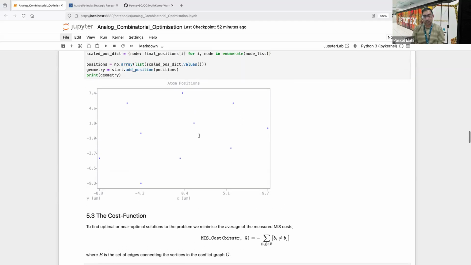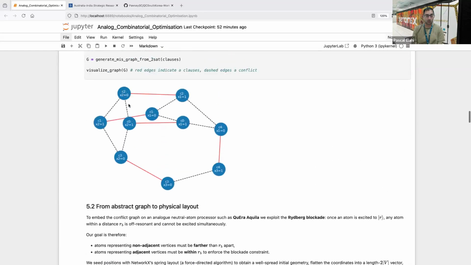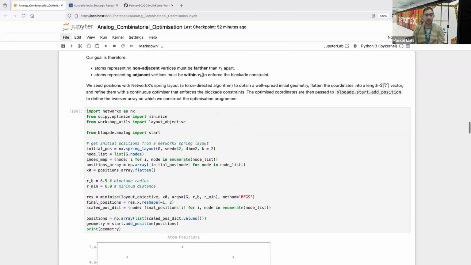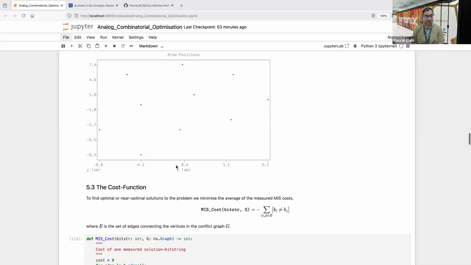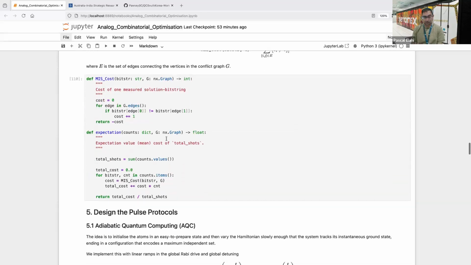So we've got an atom arrangement that ensures that atoms that are meant to be representative of a specific vertex, where we don't want them to be excited at the same time, right? Specifically, atoms that are adjacent must be within the blockade radius. So we've got 2 atoms that are adjacent and they're within the blockade radius. There's another 2 atoms that are not adjacent and further apart, not in the blockade radius, so they're kind of independent, or at least they can be doubly excited. Then we want to define a cost function to find a near optimal solution to the problem that minimizes the average measured MIS cost. There's a bit of boilerplate code here to do calculations of expectation values.